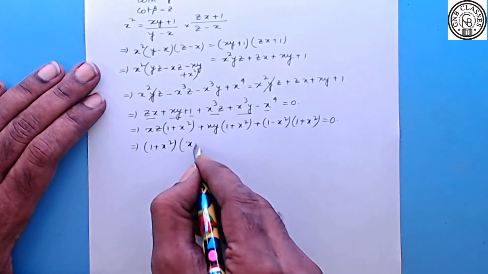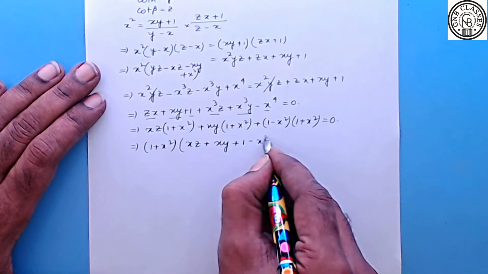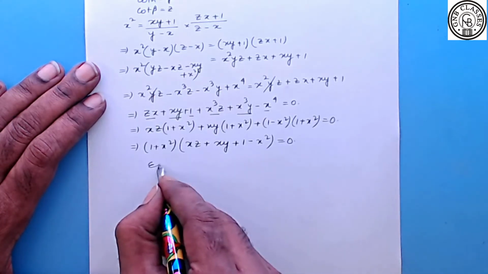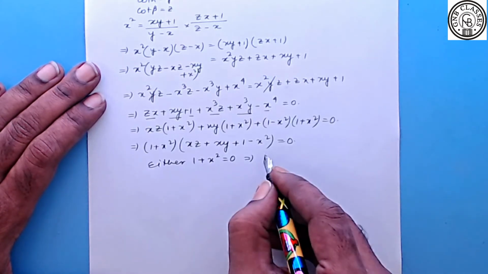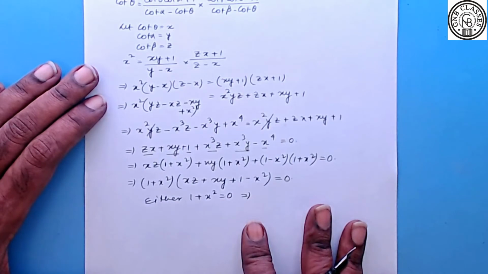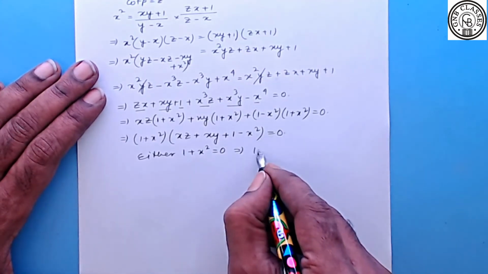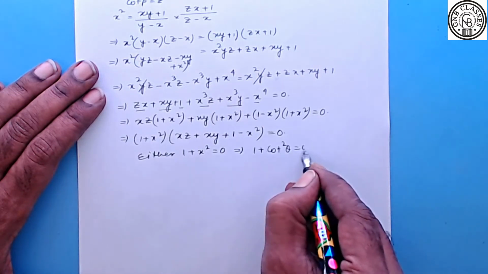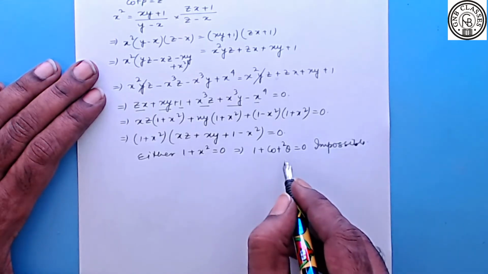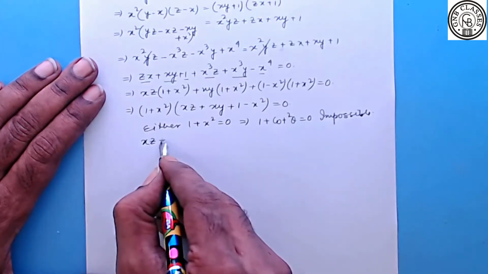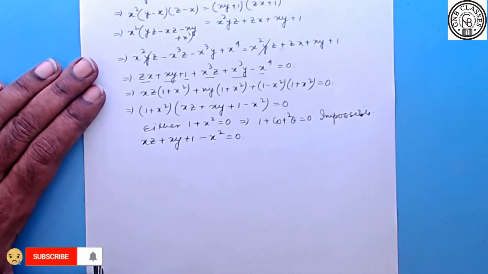Now, let us take 1 plus x square common. So what we are having? Xz plus xy plus 1 minus x square is 0. So either 1 plus x square is 0, that implies what? X is nothing but your cot theta. So 1 plus cot square theta is 0, which is impossible for any real values of theta. Okay? Xz plus xy plus 1 minus x square, this has to be equal to 0.